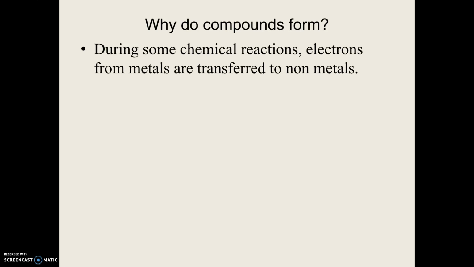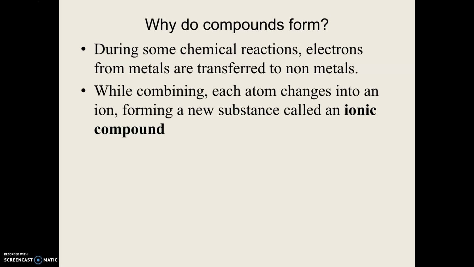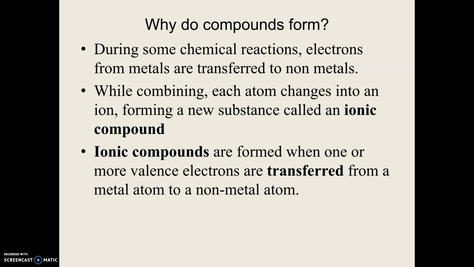So why do they form? So during chemical reactions, electrons from metals are transferred to nonmetals. While combining, each atom changes into an ion, forming a new substance called an ionic compound. So I put a star here. Ionic compounds are formed when 1 or more valence electrons are transferred from a metal atom to a non-metal atom. And I will put a star there.